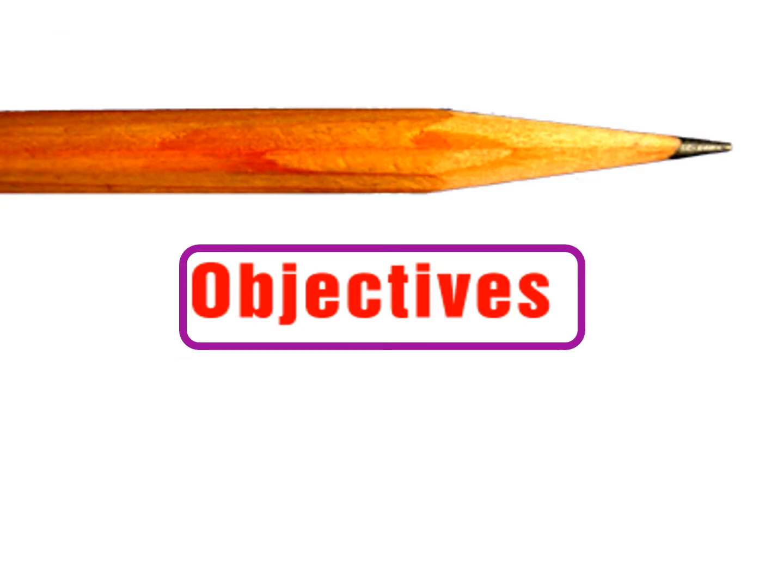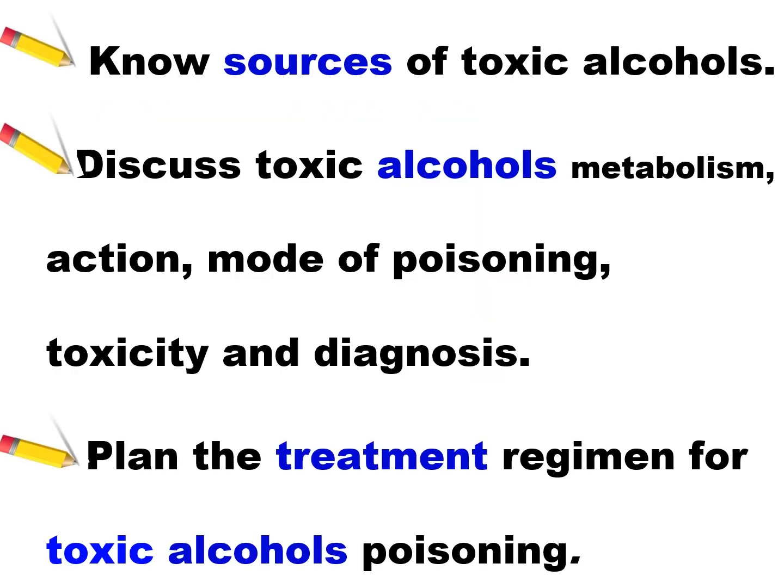Objectives of our lecture: to know different sources of the different toxic alcohols and discuss the toxic effects of alcohols regarding their metabolism and toxic metabolites, effects, mode of poisoning, and manifestation of toxicity with diagnosis. Lastly, plan the treatment regimens for toxic alcohol poisoning.